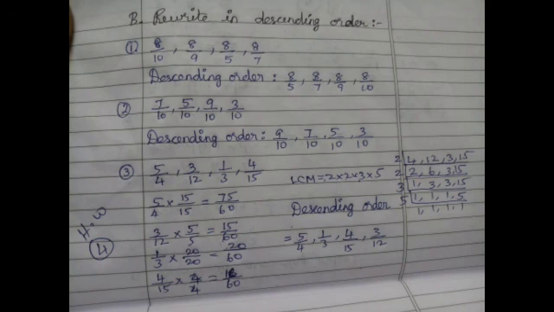Now you can make it into descending order. The descending order is 5 by 4, 1 by 3, 4 by 15, 3 by 12. Remaining things we will see in the next class, children.